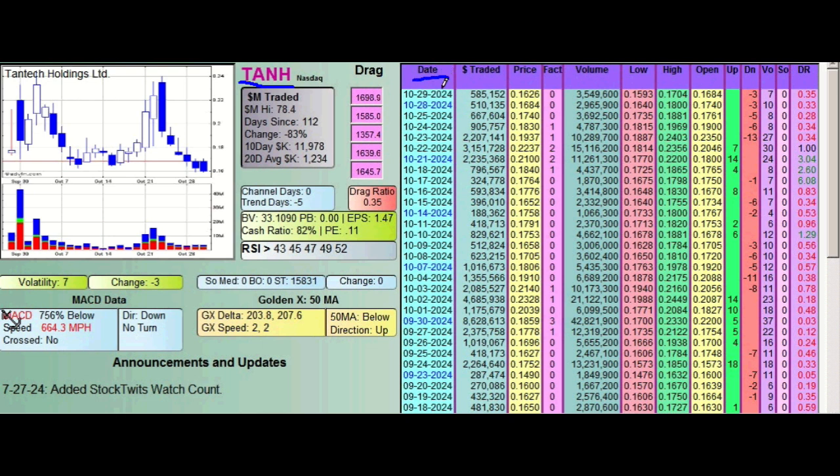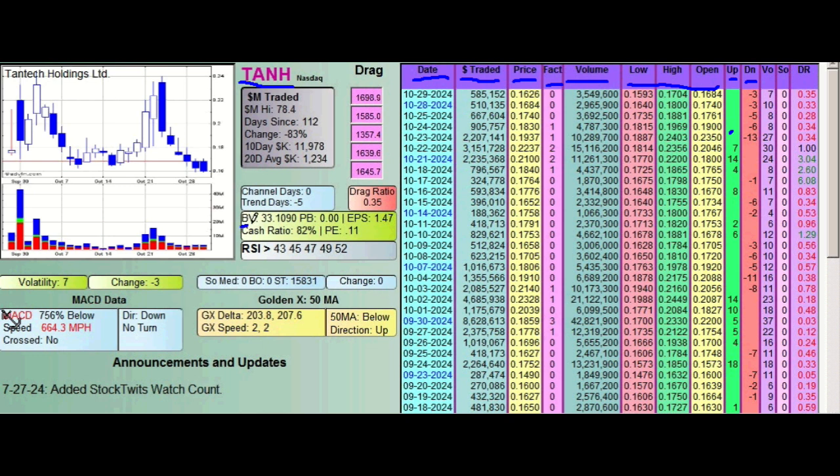So you have your date, your actual dollars traded, which is really important. I don't really believe in volume that much. I go by dollars traded. What's the money? The price you closed at, the factor. This is what we use a lot to run our scans and pick these stocks out. The actual volume, the intraday low, high, and open. The percentage up, if she went up, there'll be a number in here. And if she went down, there'll be a number in here. There's some other stuff here I'm not going to get into.